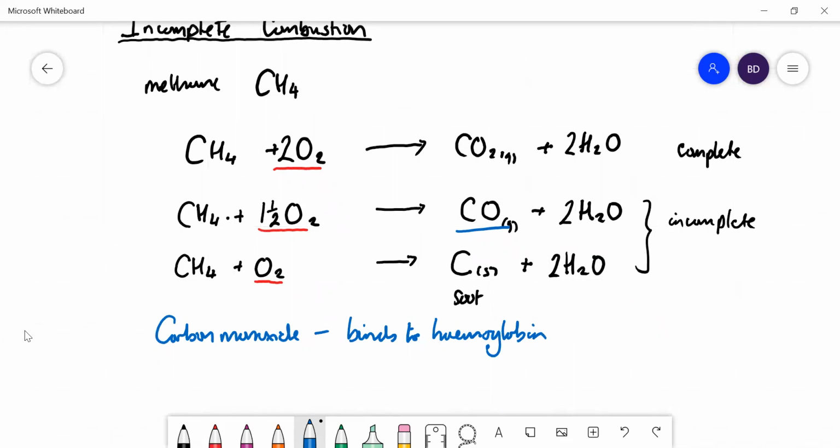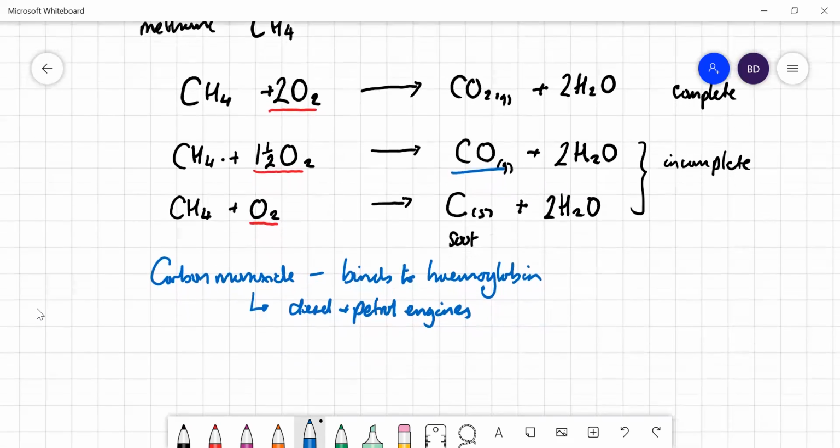And car engines also produce quite a lot of carbon monoxide. So diesel engines and petrol engines all produce that. Catalytic converters get rid of some of it, but not all of it. So that is poisonous.